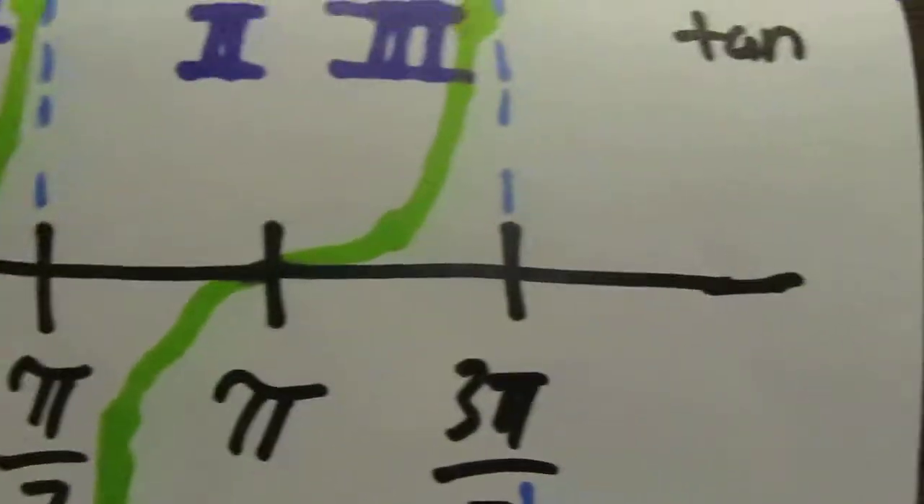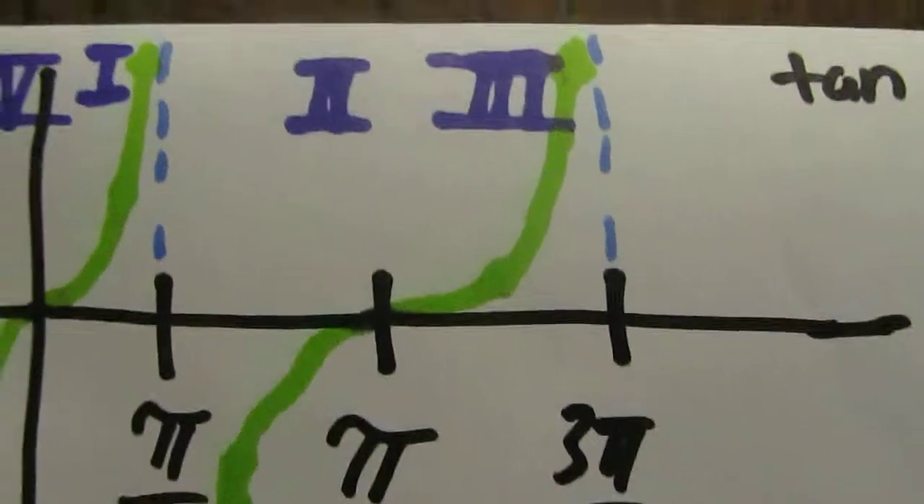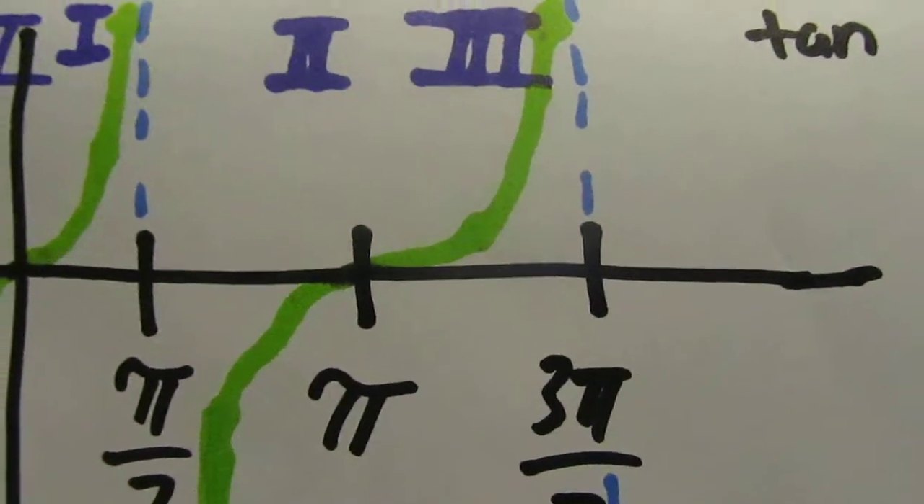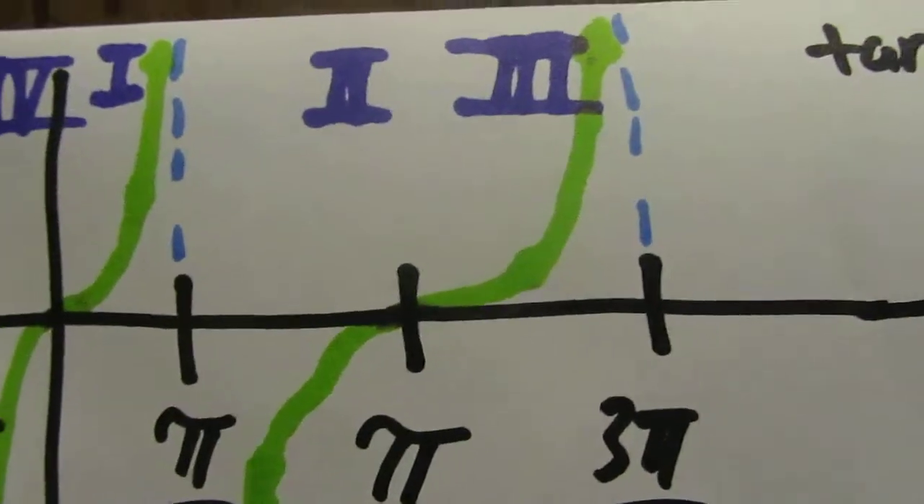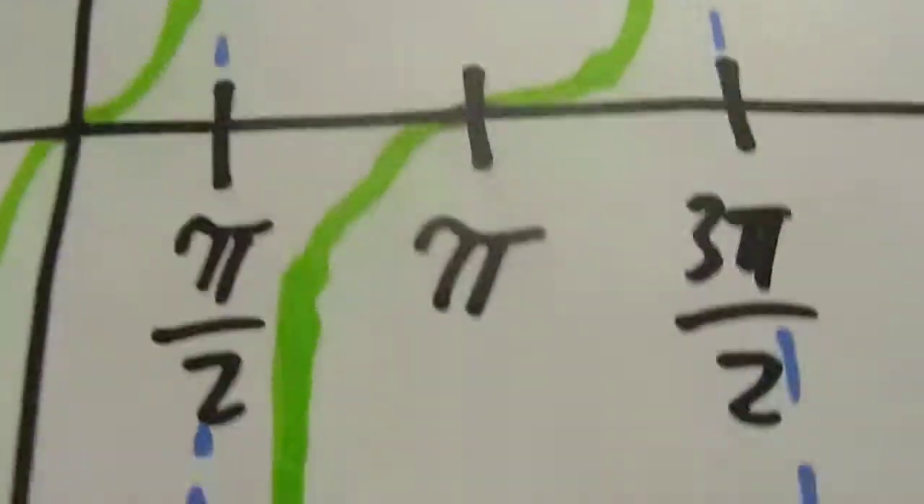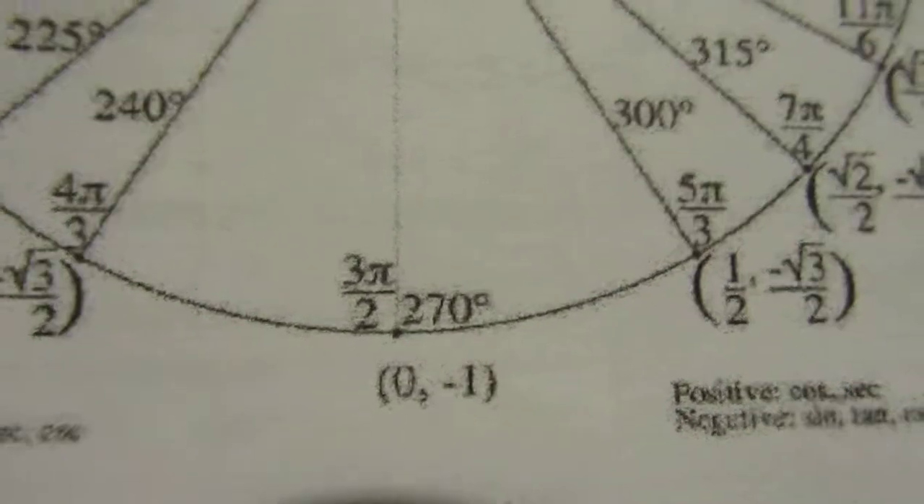Okay, so we know that tangent equals sine over cosine, right? So we know that cosine has to be 0 in order for there to be asymptotes. Now, what has cosine 0? Let's look at a unit circle. On our unit circle, we find a 0 for cosine at pi over 2, and we find another one at 3 pi over 2. So, we know that those are two asymptotes.